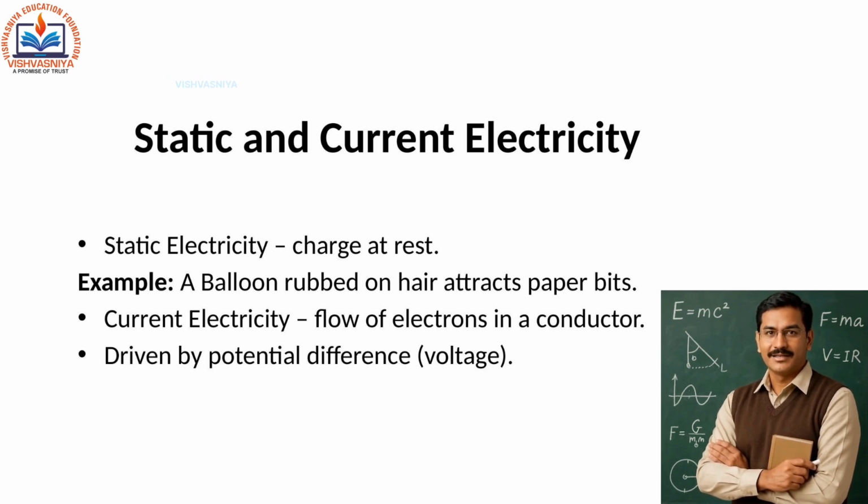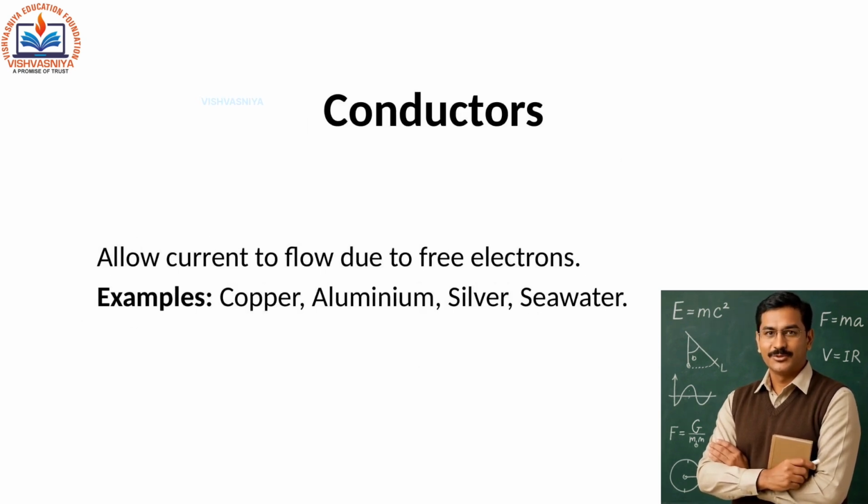On the other hand, current electricity is the flow of electric charges through a conductor. These moving charges are usually electrons that flow due to a potential difference between 2 points. For example, the flow of electric current through a wire connected to a battery. Now that we know what current is, let's see which materials allow current to flow.